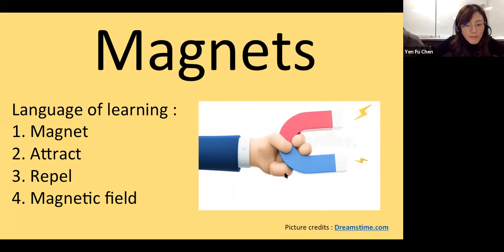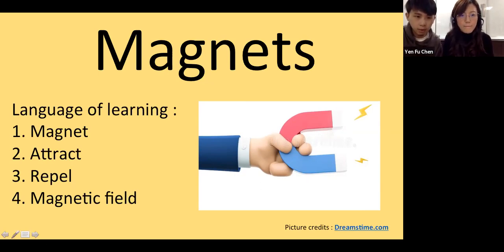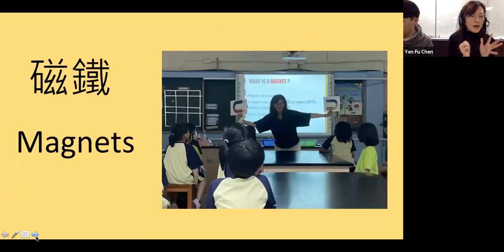It's a lesson on magnet. Language of learning: magnet, attract, repel, and magnetic field. This was brand new for grade 3 students. They had some preliminary knowledge of magnet in Chinese, but I taught that unit in English. They knew 磁铁, the Chinese vocabulary. Well, they might know what magnet is.